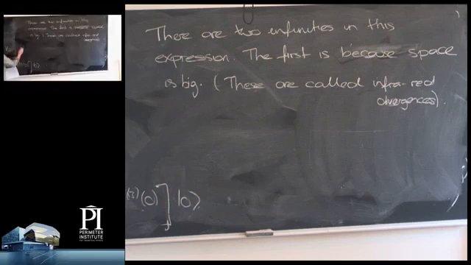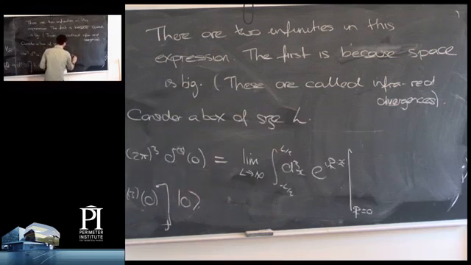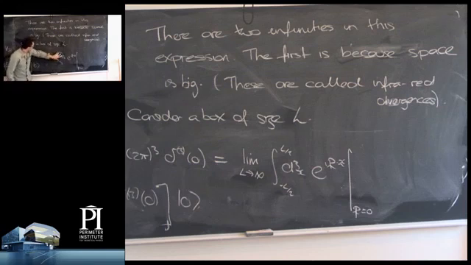Let's consider a box of size L. And let's look at the definition of this delta function in such a box. Well, eventually we're going to take our box to infinity. So this infinite delta function is defined in the following way, where you take the size of the box to infinity. But if this is 1 because p is 0, then it's very clear what this is. This is just the size of the box.